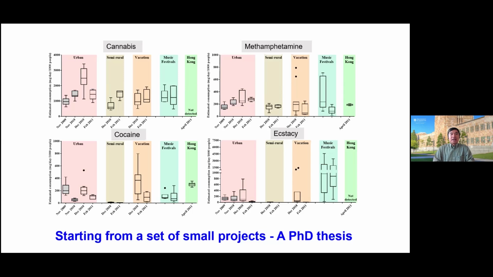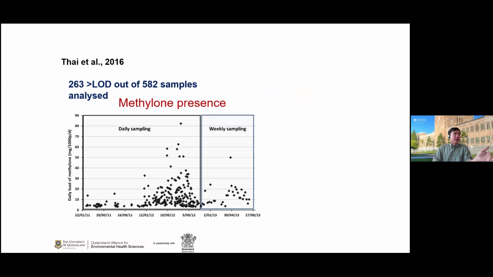So the projects go on, and we store samples for long-term monitoring of substances in Queensland. For my part, I was interested in NPS, novel psychoactive substances. So around 2010, 2012, there was a high interest in cathinones, for example, methylone and mephedrone.